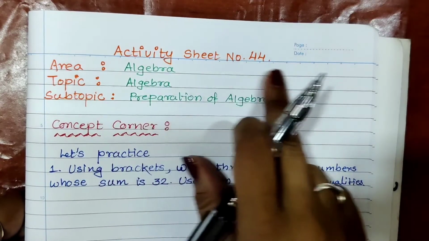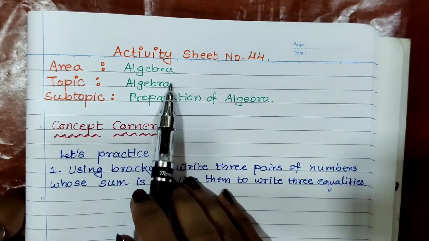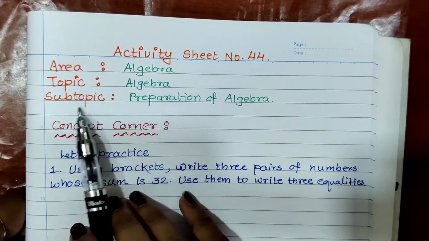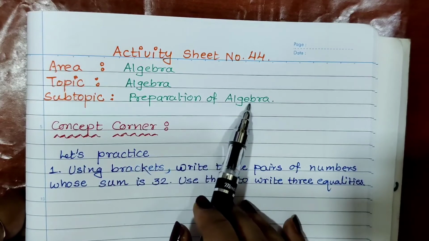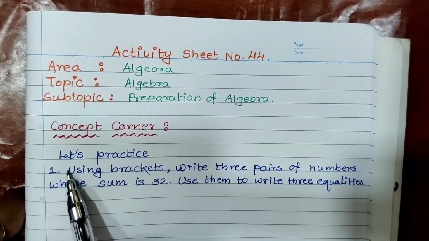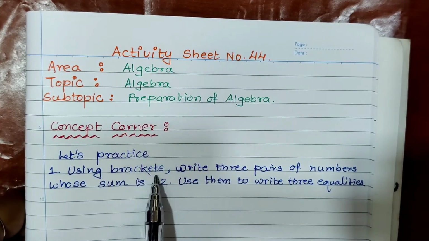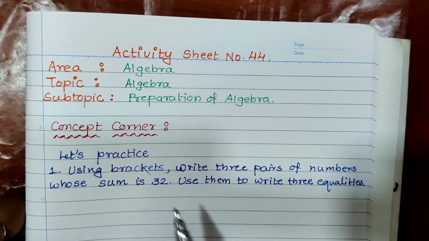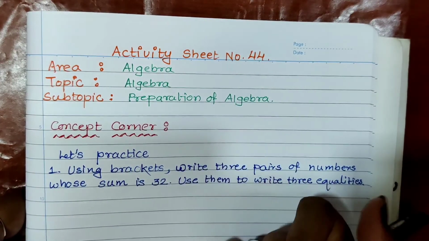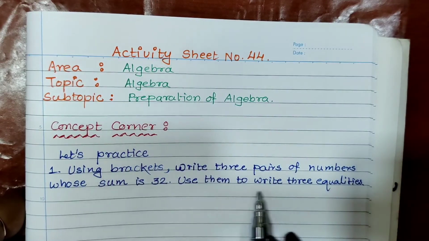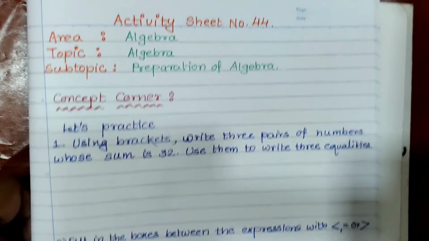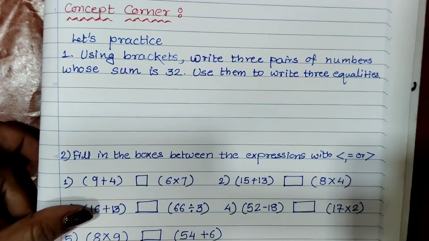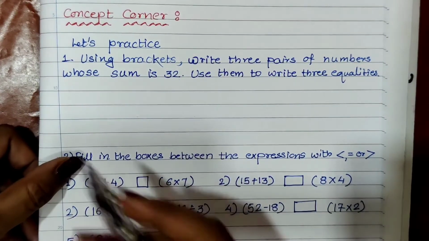So this is my activity sheet number 44, area algebra topic. Also you can write algebra, and subtopic you will have to write preparation of algebra. Now in concept corner we have to practice. Let us practice. Using bracket, write 3 pairs of number whose sum is 32. Any 3 pairs of number we have to write whose sum is 32, and we have to use them to write 3 equalities. Any 3 equalities we will have to write from those 3 brackets.